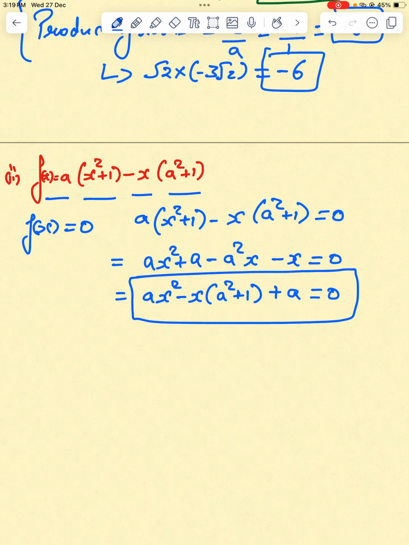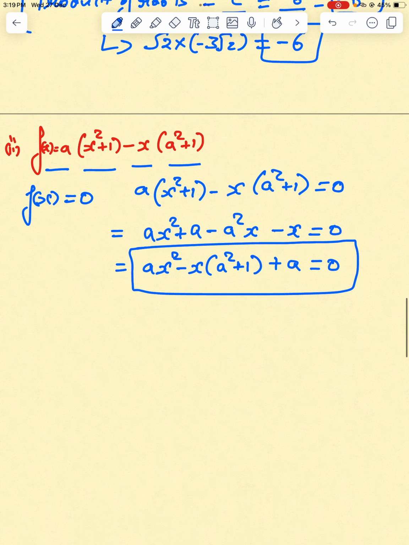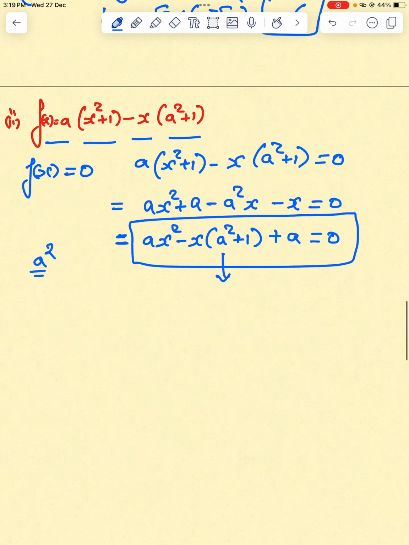Now how to find the roots? By method of splitting the middle term, split it in such a way that you get only a square, because if we multiply the constant with the coefficient of ax square, that is a multiplied by a, it is a square. So split it so that you get only a square. So how will you do it? Okay, this is for your exercise.